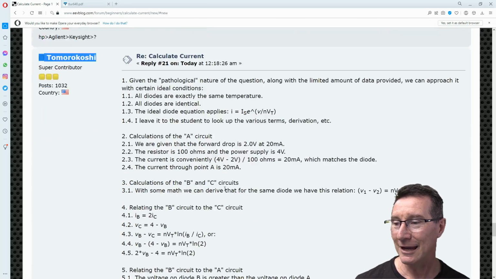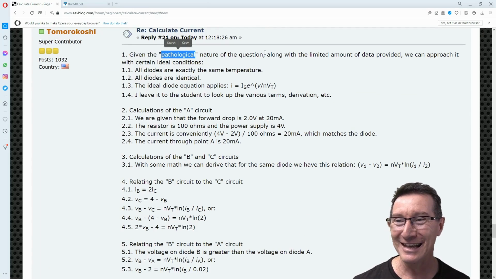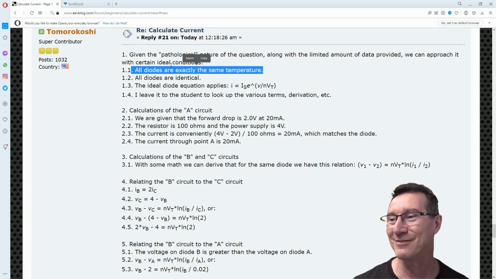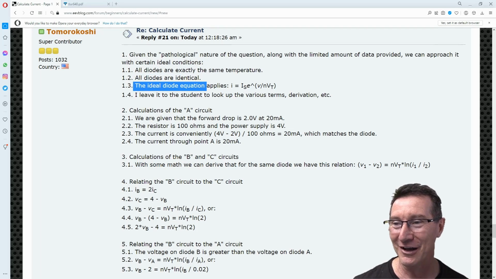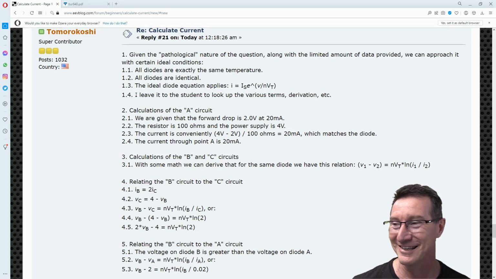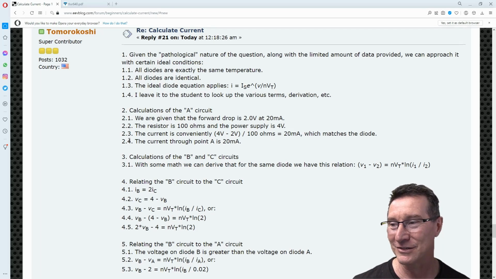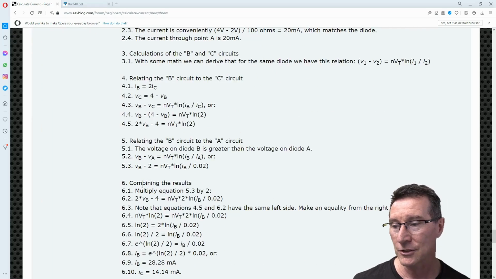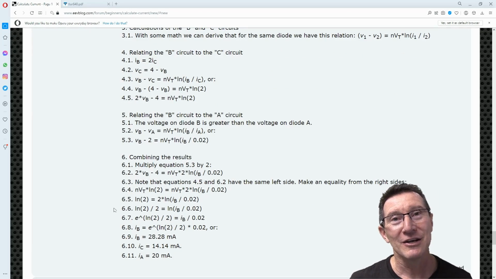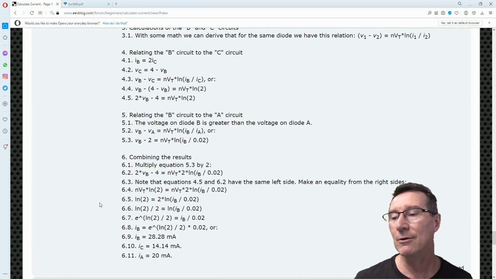And then Tomoroshki here has gone to town, given the pathological nature of, I love that term, nature of the question. Along with the limited amount of data, we can approach it with certain ideal conditions. All diodes are exactly the same temperature. All diodes are identical. The ideal diode equation applies, going into the diode equation now. So we're getting into the physics side of things. Look up the various terms there. Yeah, this video is not going to go into details. And I haven't gone through his calculations down here, so I don't know, but yeah, you can treat it sort of more mathematically like this. So anyway, I'll leave it up.